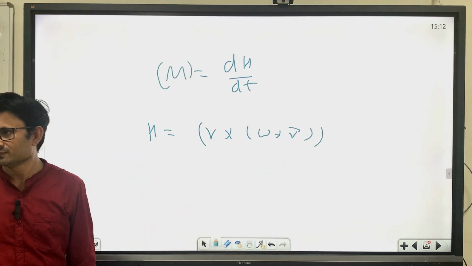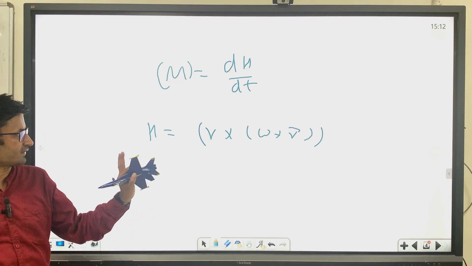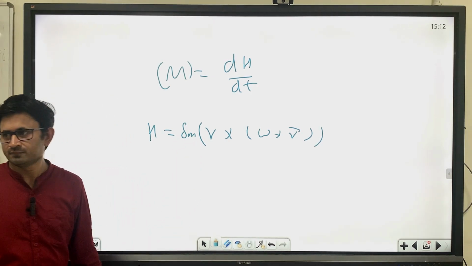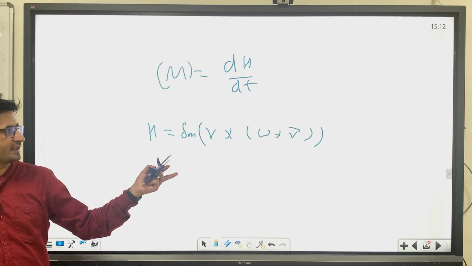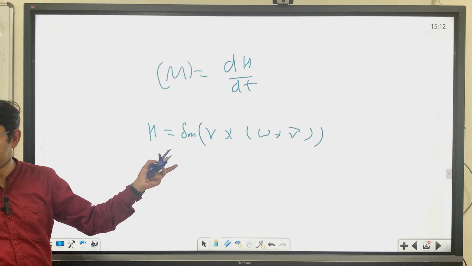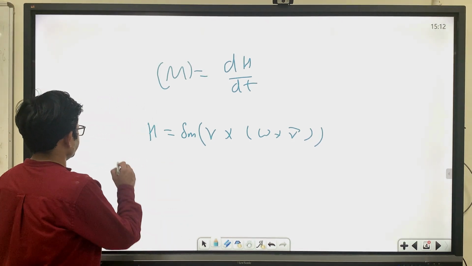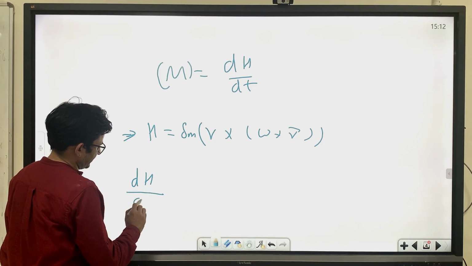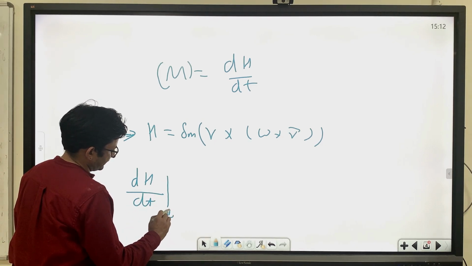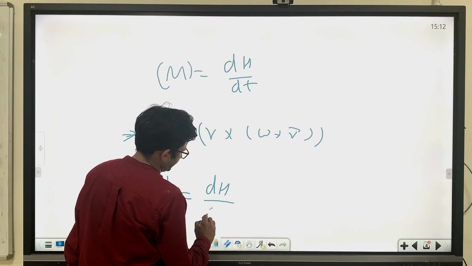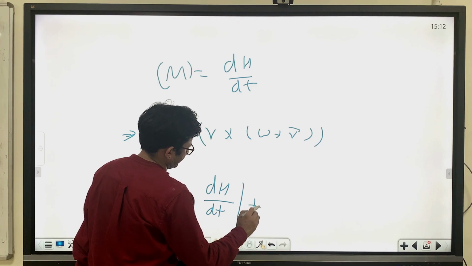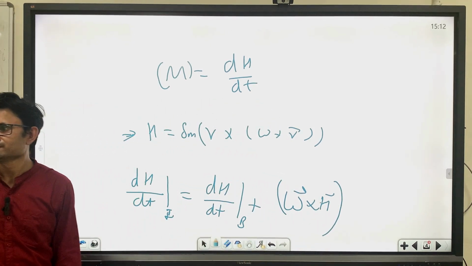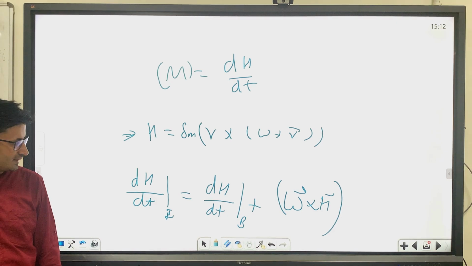You have this, right? r cross omega, you have this, right? And if you multiply by small delta m, you have an elemental angular momentum. Okay. In the next step, what will you do? Next step you will do dh by dt in the inertial frame equals dh by dt in the body frame and then omega cross h. Omega cross h, right?